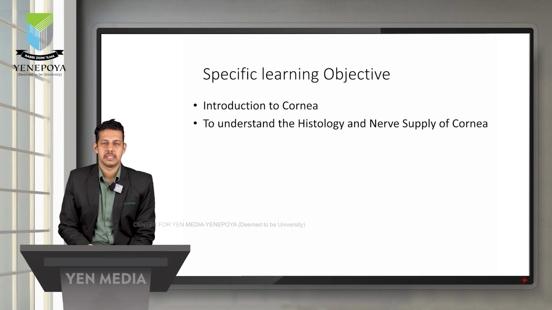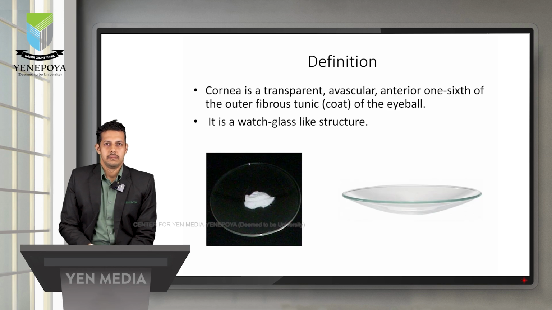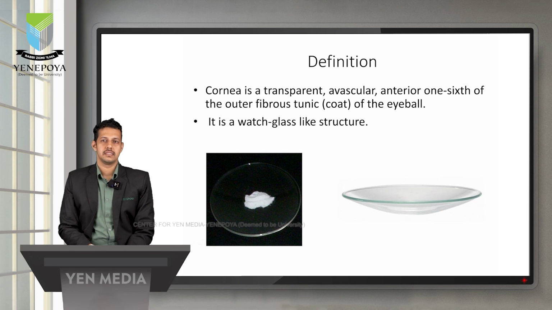So this is the specific learning objective. We will introduce the cornea and see some histology and nerve supply of the cornea. The blood supply is not there, and the reason we will see later. This is how we define the cornea: a transparent, avascular, anterior 1/6 of the outer fibrous tunic of the eyeball. It is a watch glass like structure. The watch glass is something we use in the chemistry lab.